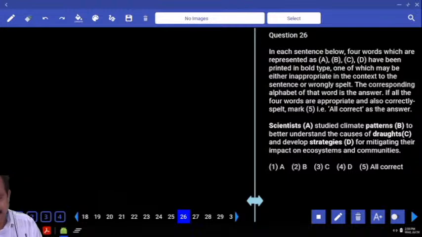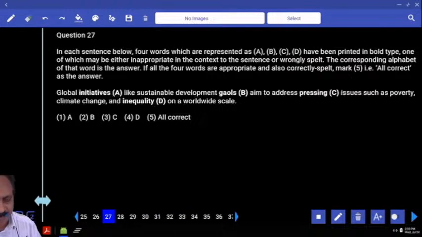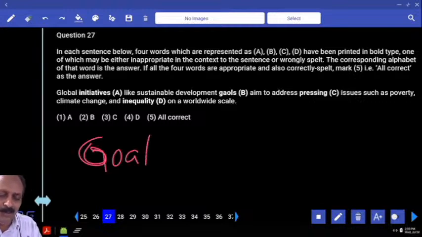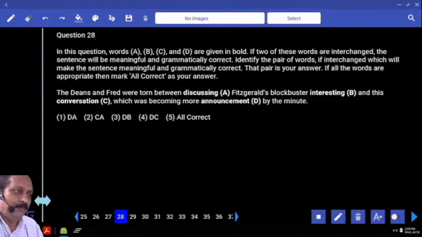Have you copied? You got the answer, let us go to the next one. Global initiatives, goal, you're ready with the answer. What is the spelling of goal? An easy one. On and off you get silly questions. Why do they do that? Stress relievers. What are they? Stress relievers, so that you feel a little happy.